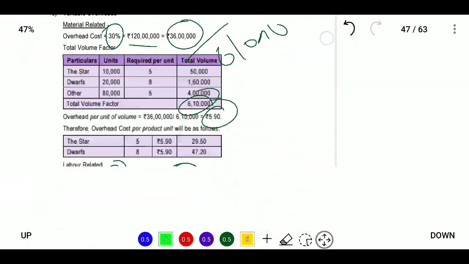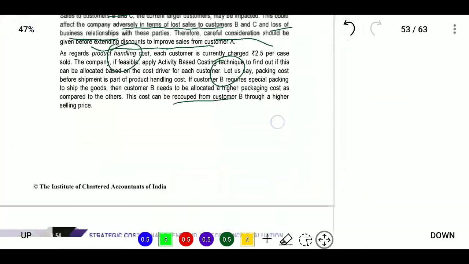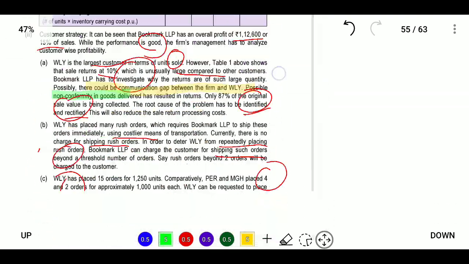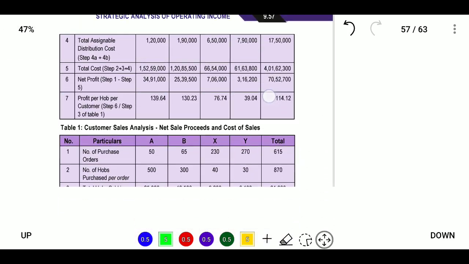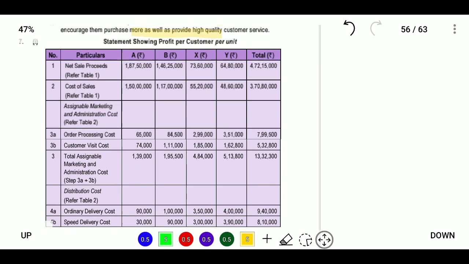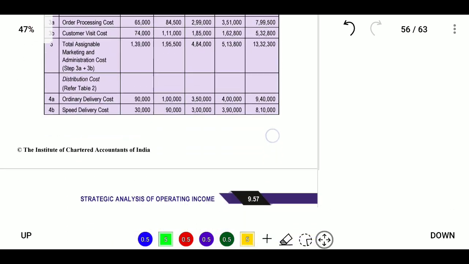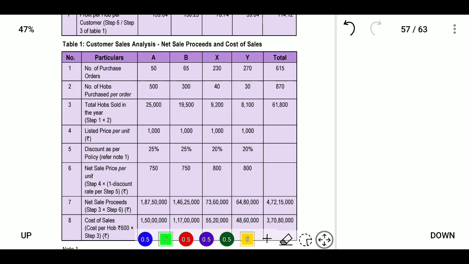Question number 7. Yes, we have calculated, but we need to see the working note. Yes, customer visits. Net sale price we will calculate from this. First they provided the number of purchase orders and hubs. We will multiply them, as we already explained in the question.